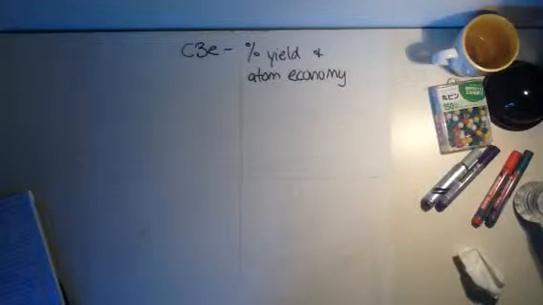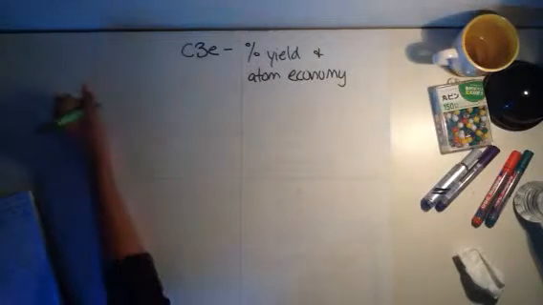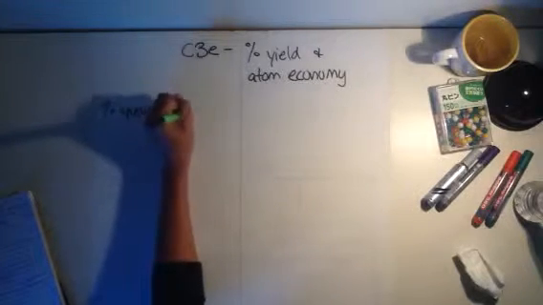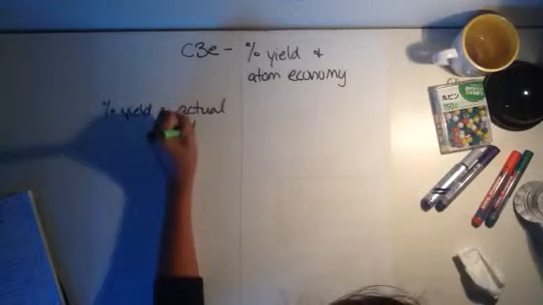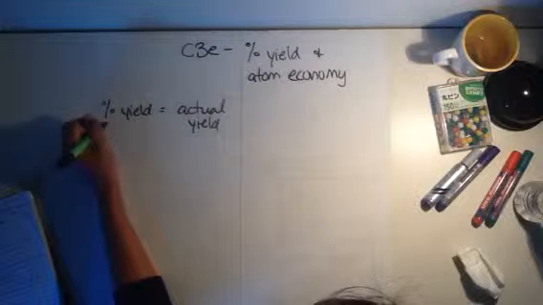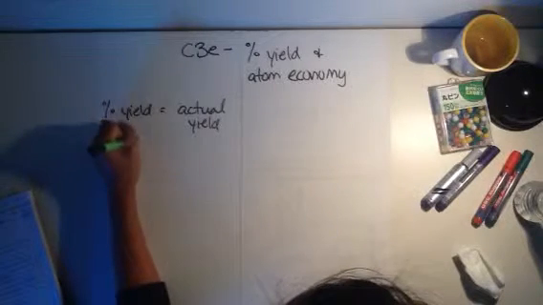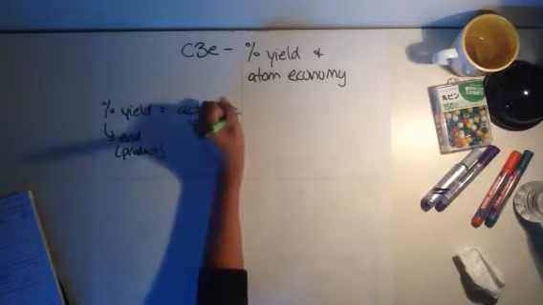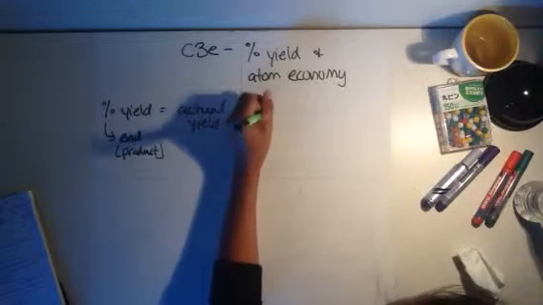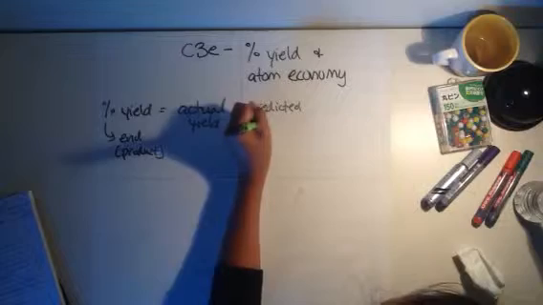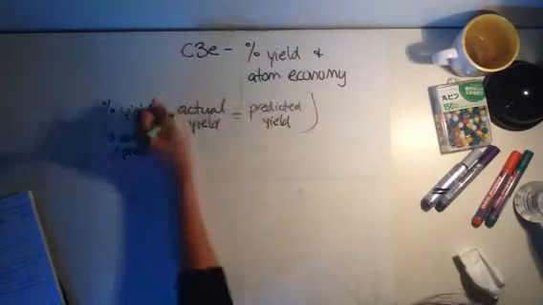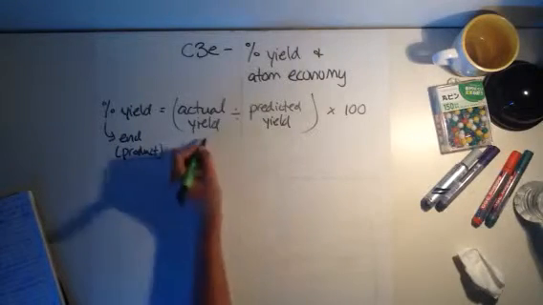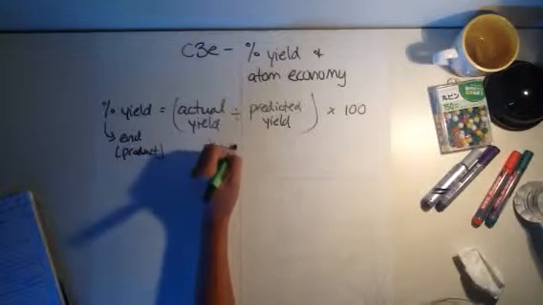Between the two, percentage yield is quite easy. So the formula for percentage yield is your actual yield. And when we talk about yield, we're always looking at what you get in the end, so your products. Okay? So your actual yield divided by your predicted yield, what you think you're going to get, and you times it by 100 because it's a percentage. Both of these will be given in the question.